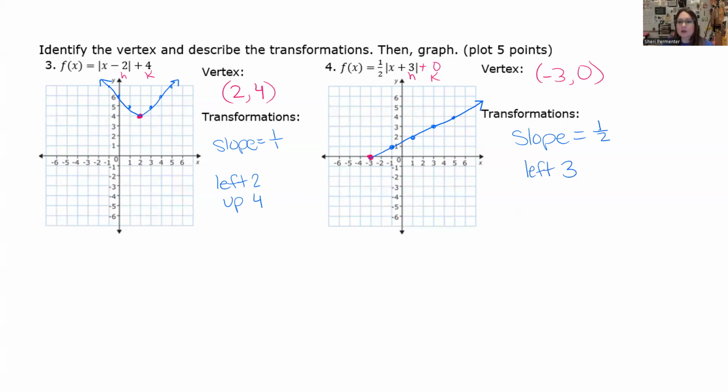Your directions say that you have to plot at least 5 points. I typically plot as many as I can plot before I run out of graph. So as soon as I have created my graph to the right, I'm ready to create my graph to the left. And what shape does absolute value graphs make? A V. Okay, I'm going to go up 1 over 2, up 1 over 2. So do you see how this one is wider than this one? Yeah, that slope kind of squishes it down.